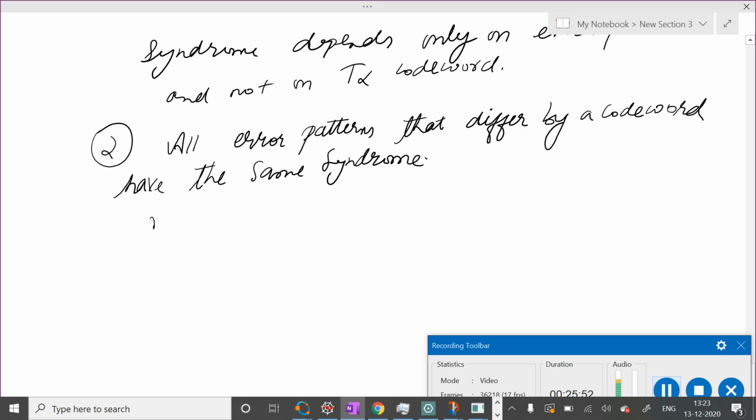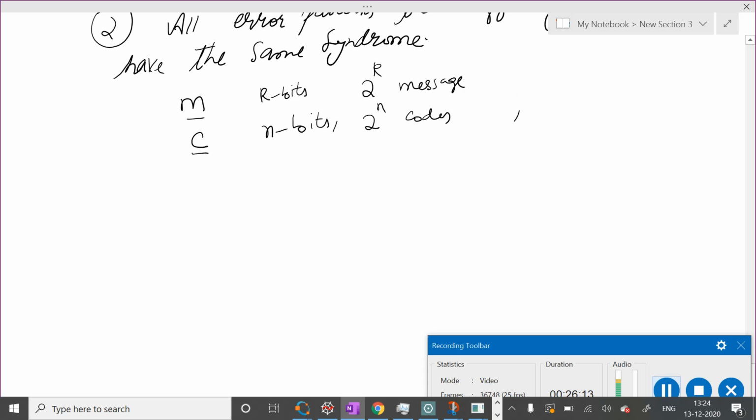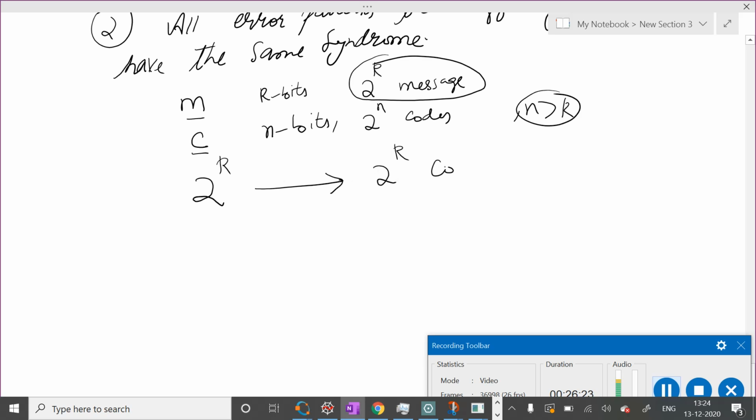You have a message which is k bits. So you can have a total of 2 to the power k messages. Your code word C is actually of n bits. So actually you can have 2 to the power n vectors, since n is greater than k, but you have only 2 to the power k messages. Corresponding to each message, you have one code word. So you have actually 2 to the power k code words only.